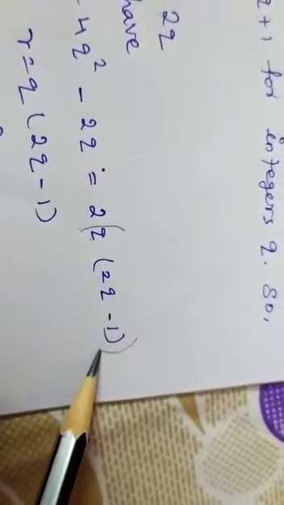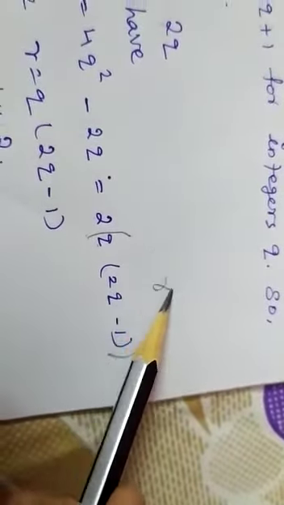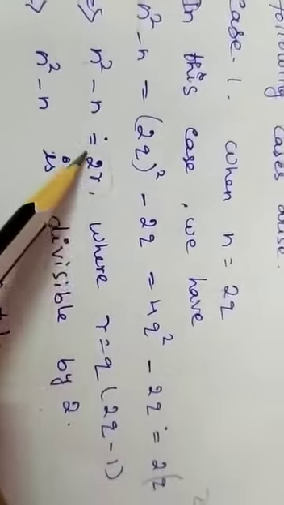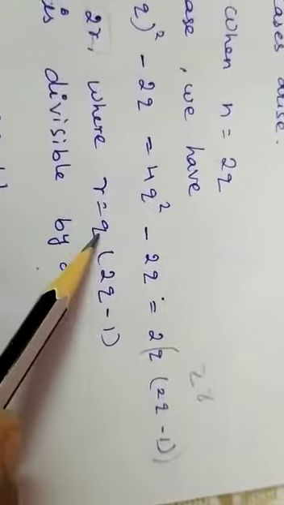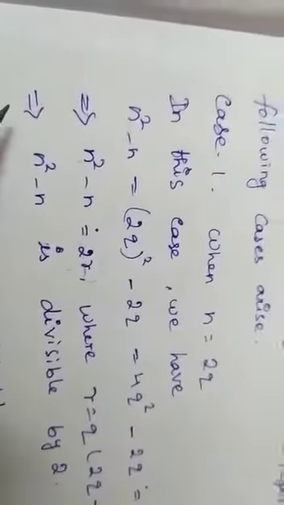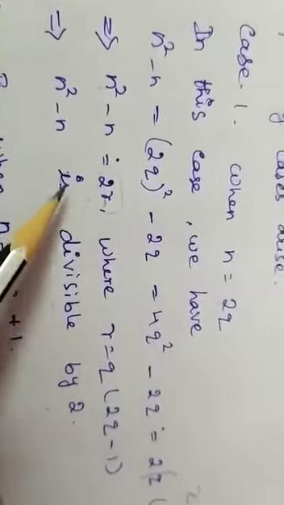Then n square minus n equal to 2r. We will take the whole thing q into 2q minus 1 as r, that is 2 into r. So here it will be an even number, when r equal to q into 2q minus 1. Then n square minus n is divisible by 2.